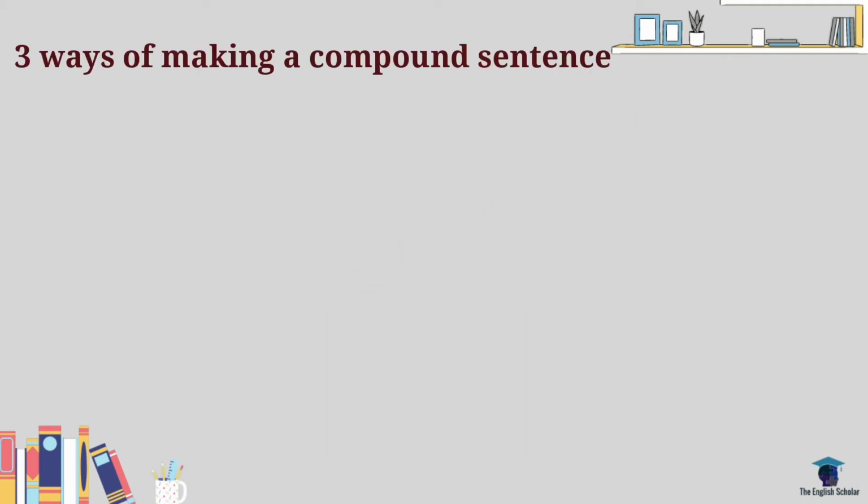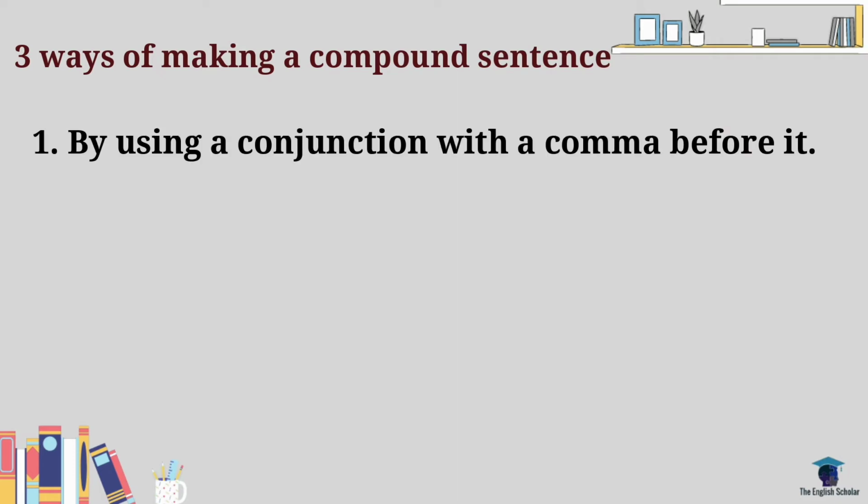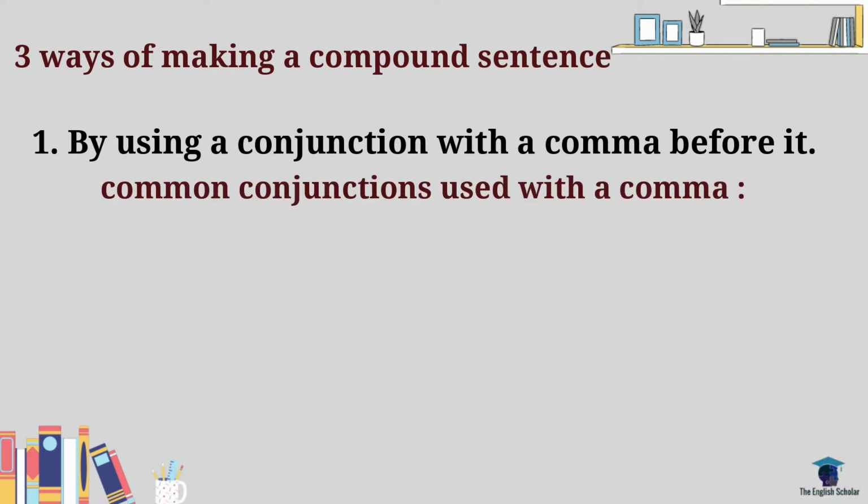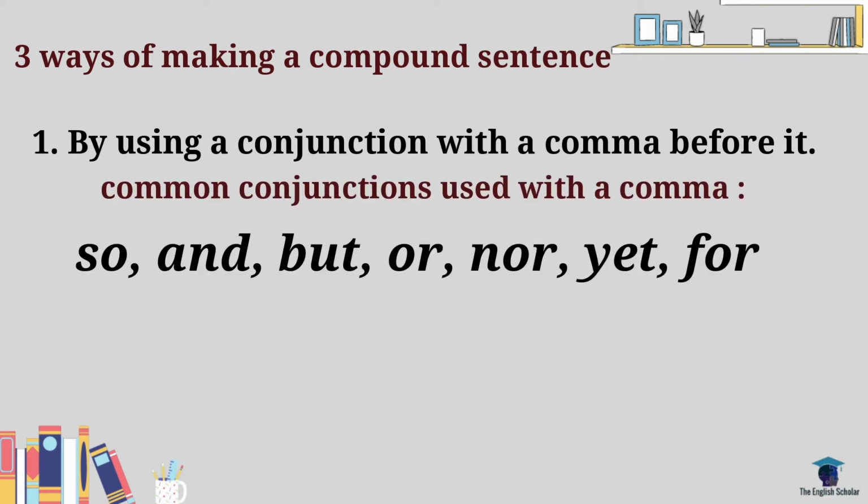There are three ways of making a compound sentence. First, by using a conjunction with a comma before it. Here are common conjunctions used with a comma. So, and, but, or, nor, yet.